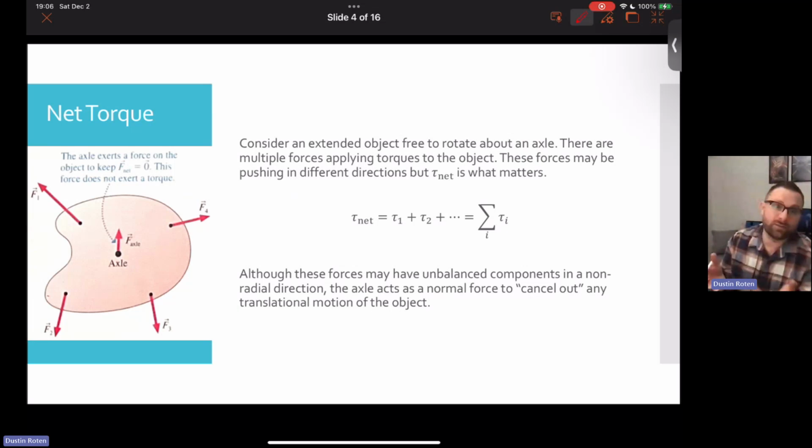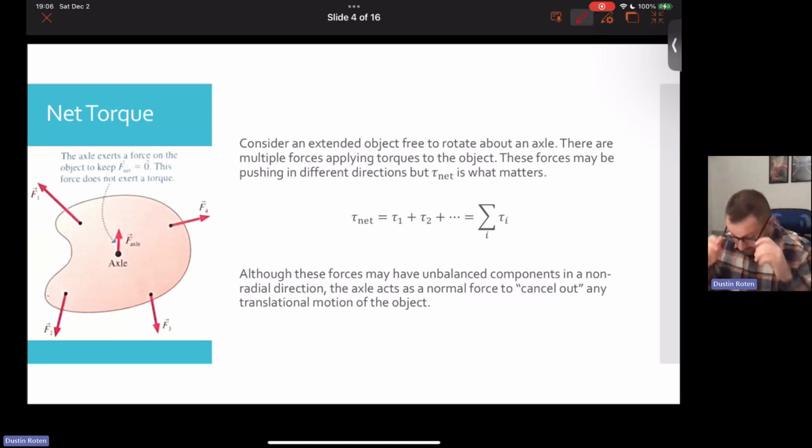So that's all well and good. We've analyzed a situation where we've had one torque being applied around a pivot point, in this case, the wrench and the bolt. So the next question would be, what if we have more than one force acting? You can see here in this picture, we've got four forces acting in really crazy directions, okay?